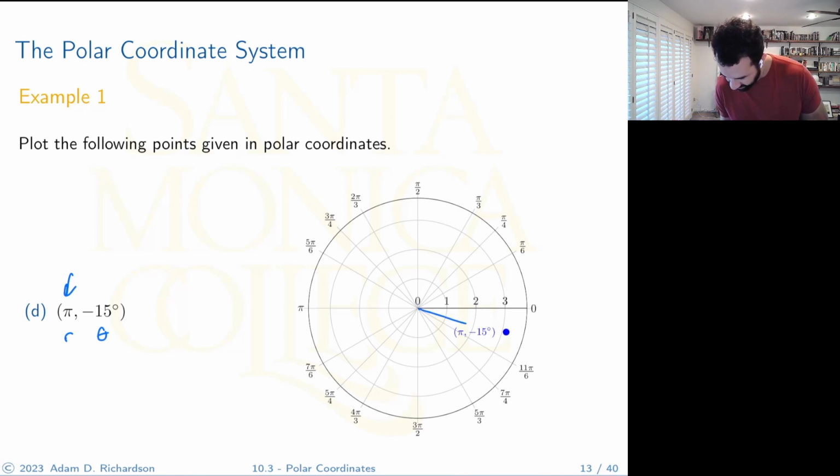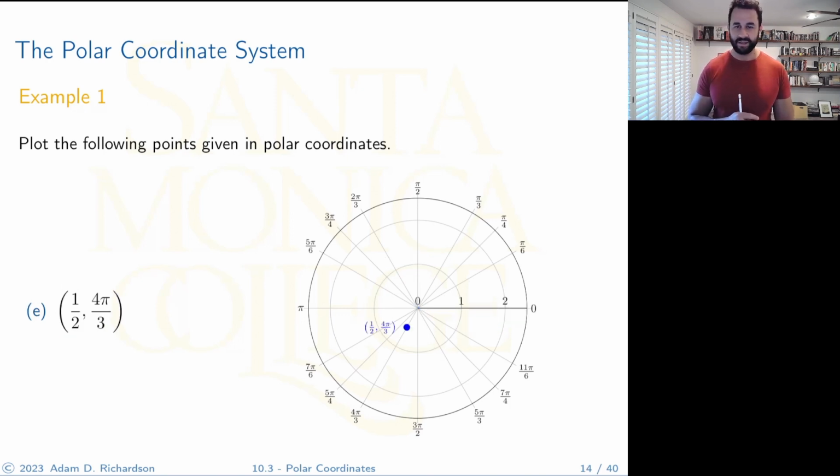So you go out exactly pi units from the pole, and the angle that we swept out was negative 15 degrees. And there you go. That's the point pi comma negative 15 degrees. All right, next, okay. 1/2 comma 4 pi over 3, just to point out again, the radius can be any real number. It could be any positive real number. It could be a negative real number. We're going to see more of that in just a minute, but the radius can be any real number, and even the angle. The angle can also be any real number.